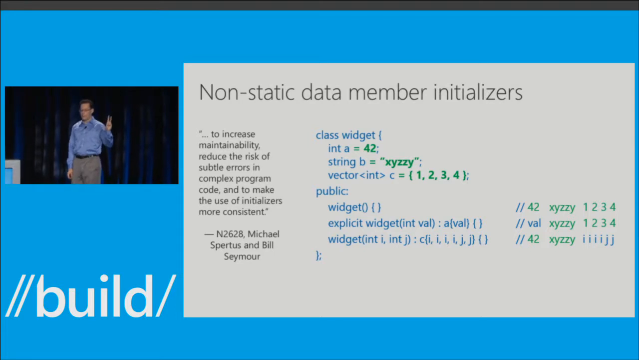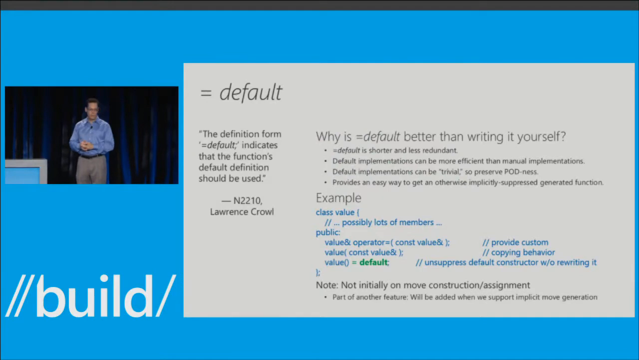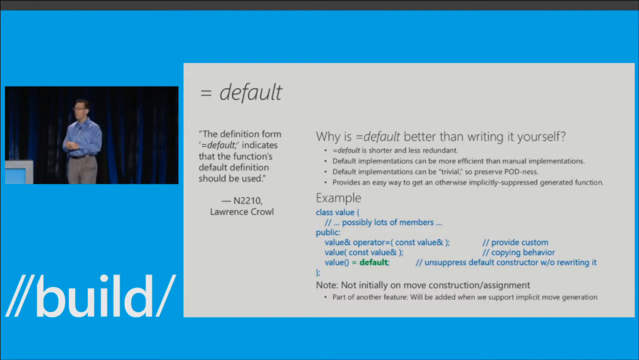The second feature is equals default. Sometimes you just don't want to bother writing the function that the compiler would write for you. Sometimes you have to write it because it would have been suppressed otherwise. In this example, because you wrote copying yourself, you don't get the default constructor. Well, now you can resurrect it without writing it yourself by simply saying equals default.